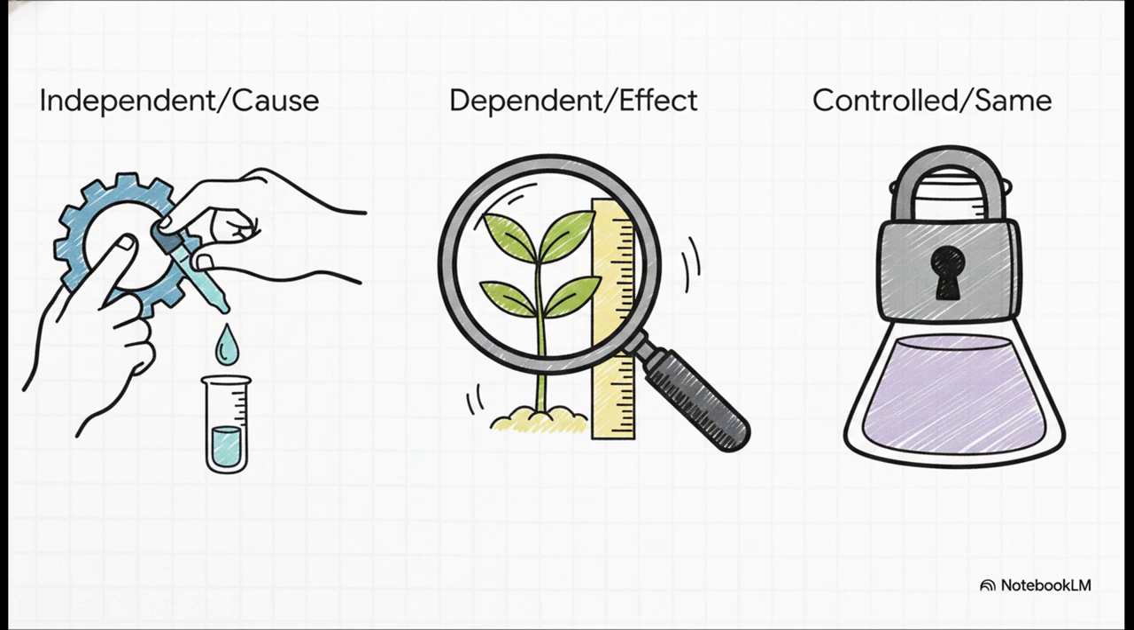First up, we have the independent variable. Think of this as the cause. It's the one condition you are actively manipulating. Next is the dependent variable, or the effect. This is the condition that changes in response to your independent variable. It's what you're actually measuring. Finally, we have the controlled variables. These are the conditions kept exactly the same throughout the test so they don't skew your results. Without controlling your environment, you really won't know if your independent variable actually did the work.